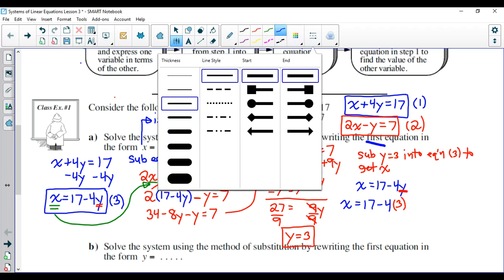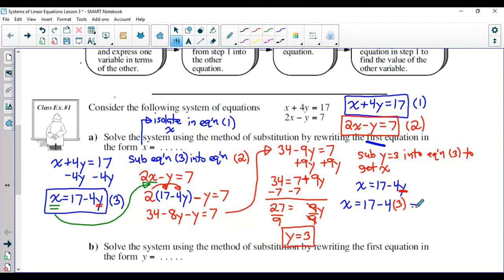And then we can evaluate this. So this would then be equal to 17 minus 12. 17 minus 12 would be x is equal to 5. Okay, so the solution to this system is that these two lines would intersect at the point (5, 3). So that's my intersection point.